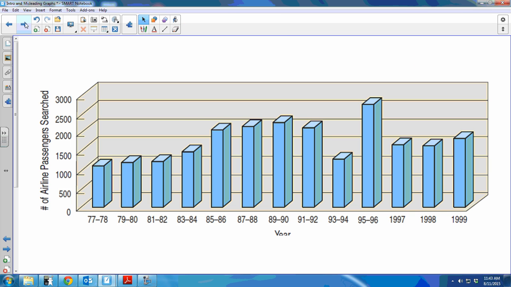All right. This is one from our textbook. First of all, we've got 3D bars, which people think are really cute, but it can be misleading. And then what else might be wrong with this? It's the number of airline passengers they searched over time. Yep, you have 1 year intervals after you've had 2 year intervals. You can't change your scale. Doesn't make any sense.